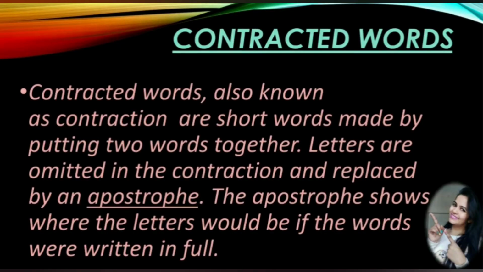Contracted words. Contracted words, also known as contractions, are short words made by putting two words together. Letters are omitted in the contraction and replaced by an apostrophe. The apostrophe shows where the last letter would be if the words were written in full.